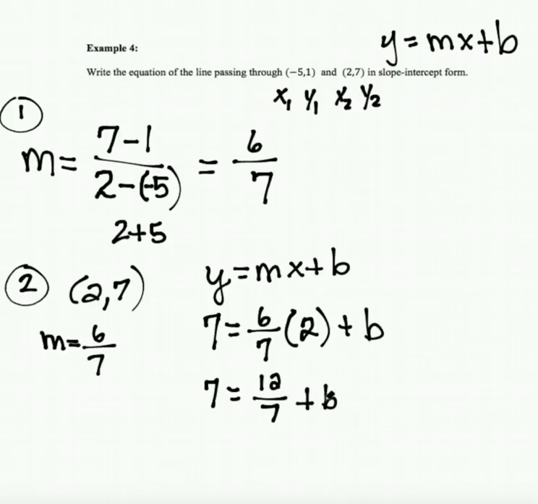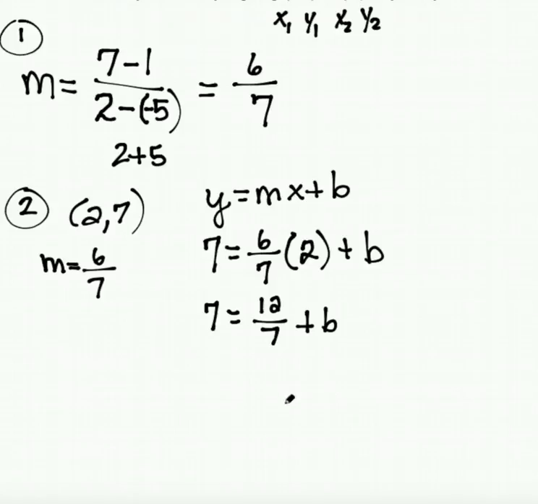All right, my next step is going to be to subtract 12/7 from both sides. So I'm going to go ahead and subtract 12/7 from both sides. And you should have your calculator out, so you can go ahead and do 7 minus 12/7 in your calculator. Okay, and you should get that b is equal to 37/7. Leave it as a fraction, no decimals here.